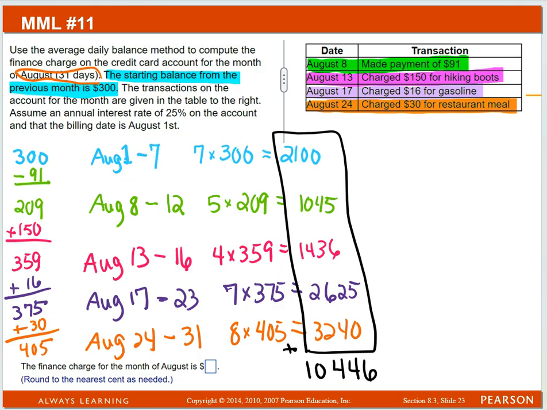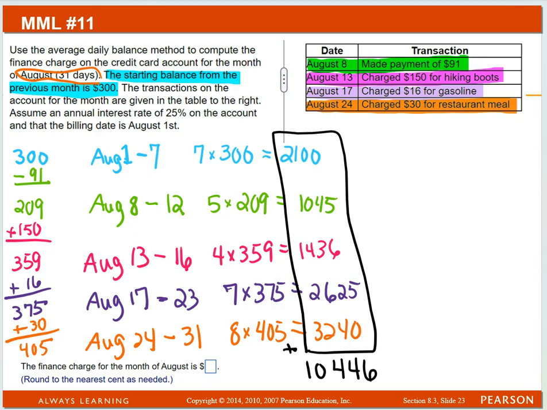That's like if I had a class with 31 students in it. I'd have to add all 31 grades, add them up, and divide by 31 to find out the class average. You know? But here you've got like 7 scores of 300, 5 that are 209, 4 that are 359. So you do the multiplication so you don't have to add 31 different numbers together. The multiplication and then the adding shortens the math.